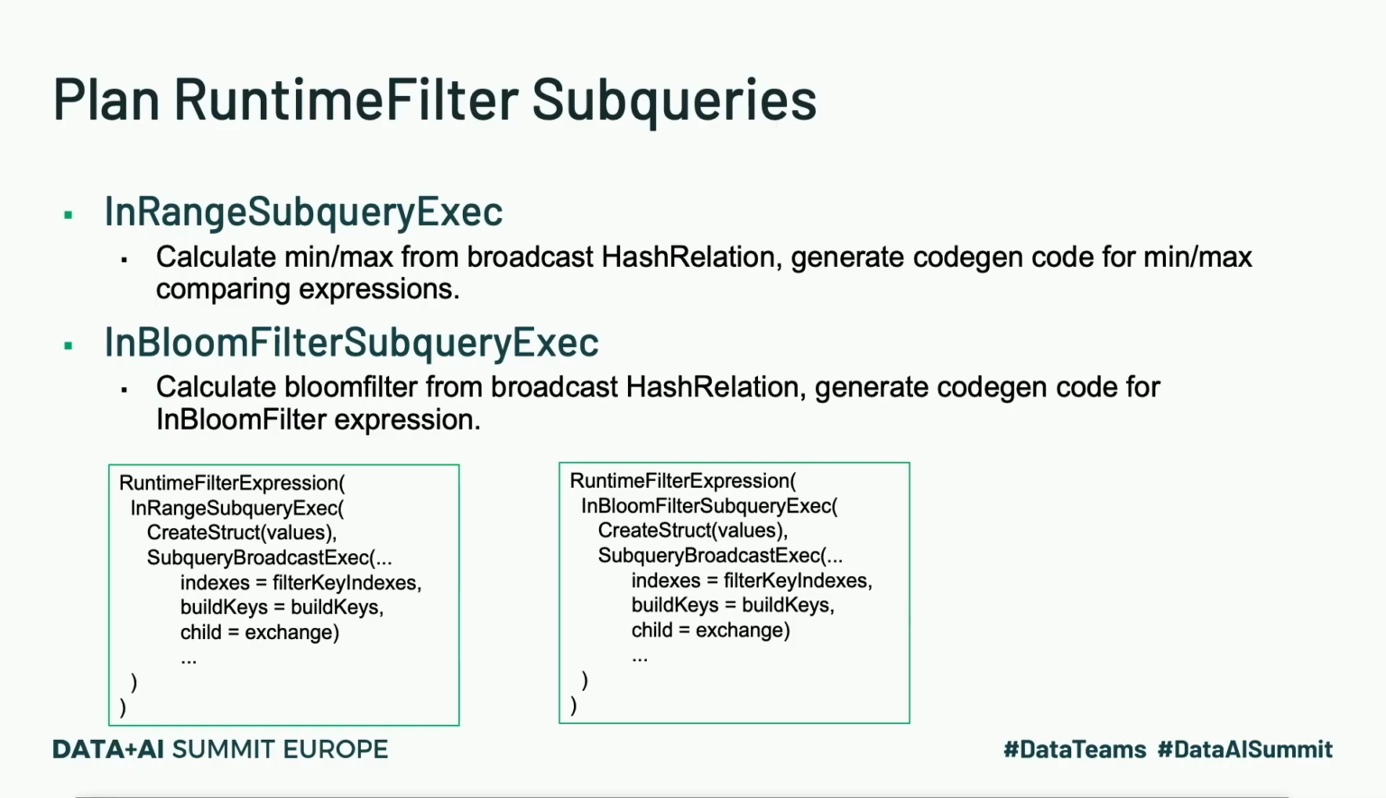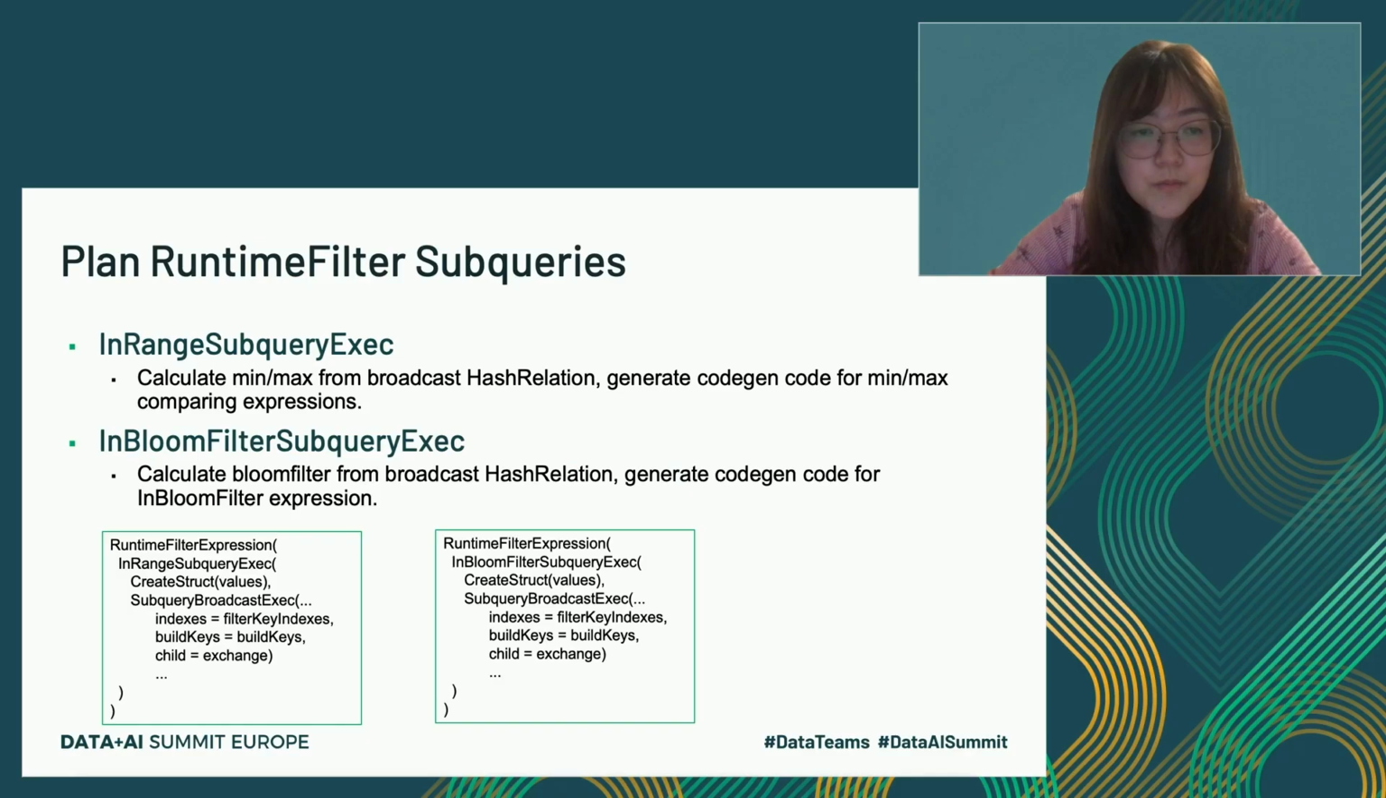The next topic is about how to plan the runtime filter subquery. We define 2 more physical nodes, which are InRangeSubqueryExec and InBloomFilterSubqueryExec. In the in-range subquery node, we calculate the min-max from the broadcast hash relation and generate the codegen code for the min-max comparing expression, and we do a similar thing in the bloom filter subquery. We calculate the bloom filter from the broadcast hash relation and generate the code for the in bloom filter expression.